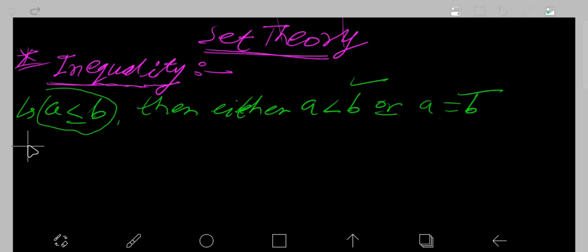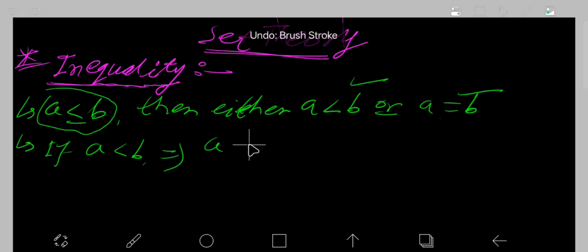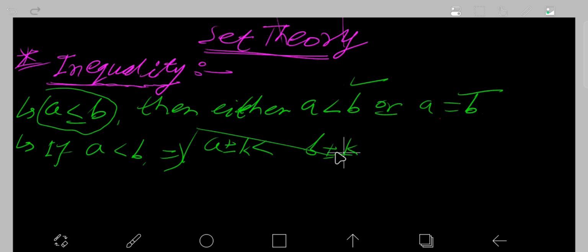The second property: firstly, we consider this step. If a is less than or equal to b, this implies we can add or subtract any constant number on both sides. Here, a is less than b, so if we add or subtract any number, this inequality is not affected.